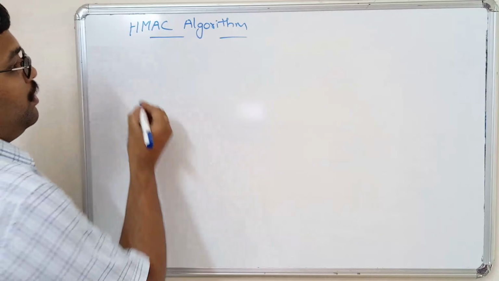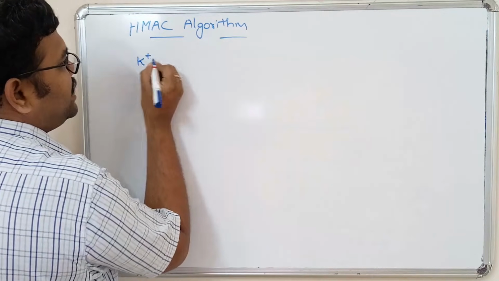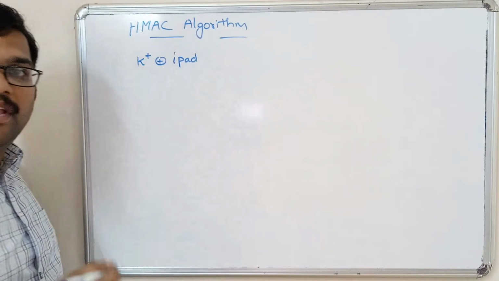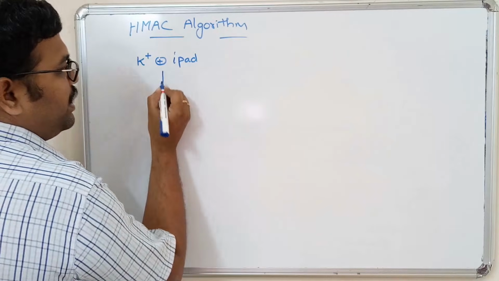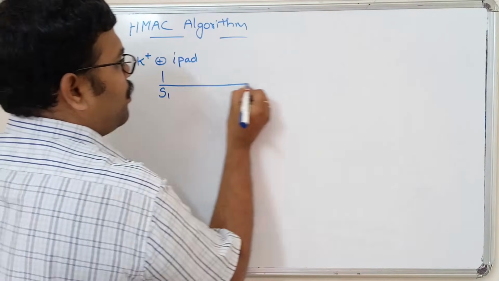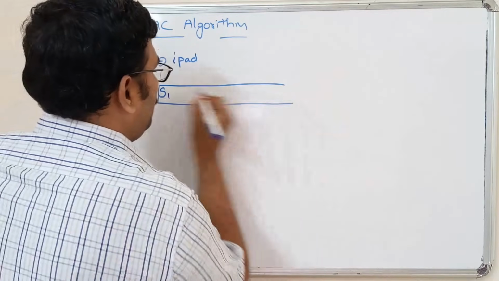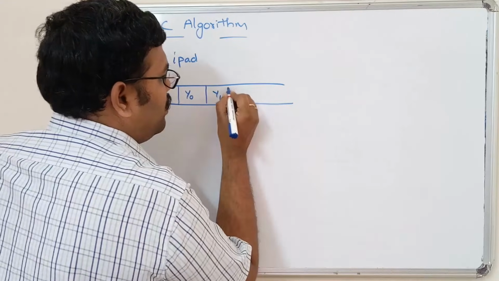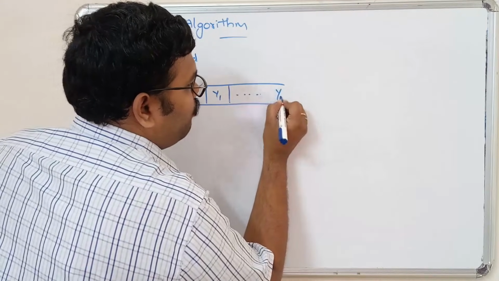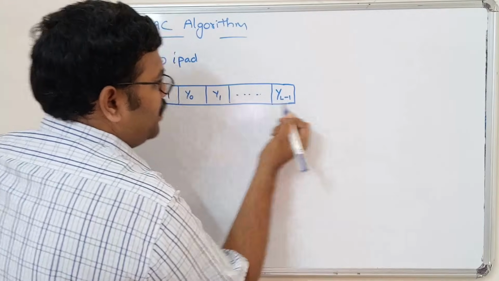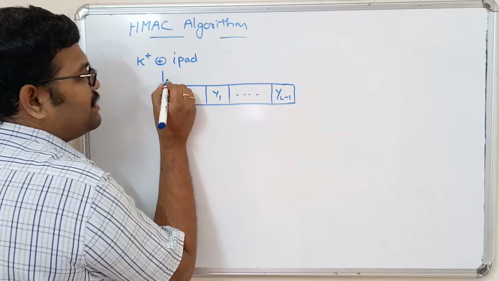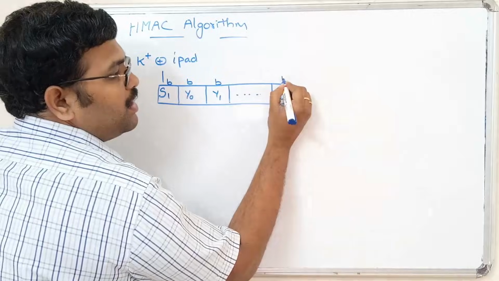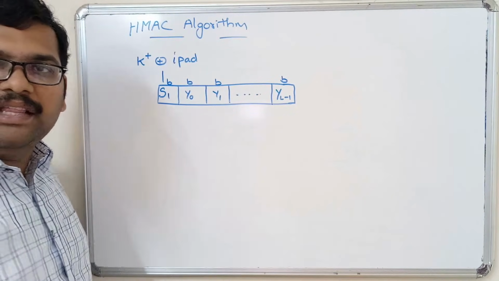See, now first K plus XORed with iPad, K plus XORed with iPad will give S1, which is appended with Y0, Y1 and so on, YL minus 1. So here S is B bits length, Y0 is B bits length, Y1 is B bits length, similarly YL minus 1 is B bits length.